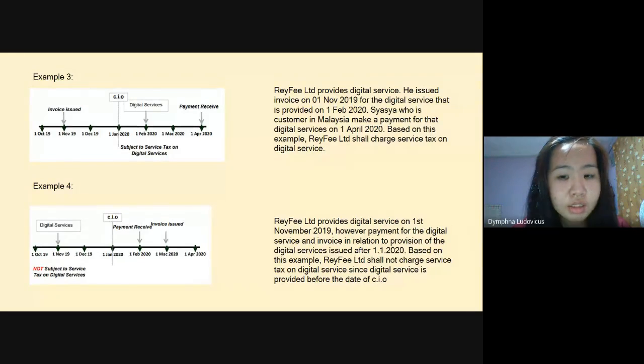And lastly is example 4. Residing Limited already provided a digital service on the 1st of November 2019. However, the payment for the digital service and the invoice in relation to the provision of the digital service is issued after the 1st of January 2020. Therefore, Residing Limited shall not charge service tax since the digital service is provided before the date of CIO.